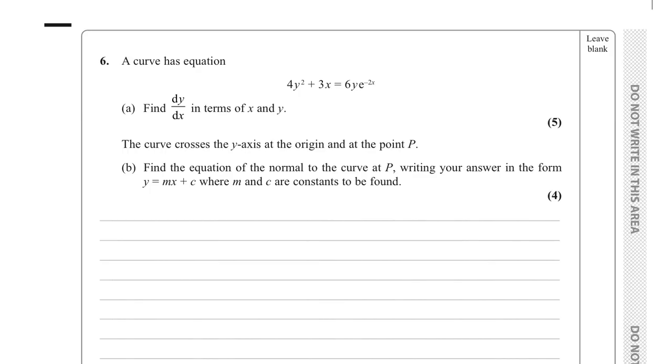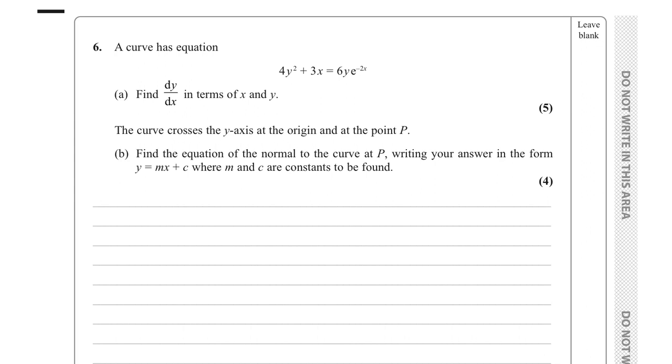Okay, so question 6. Think about this, give it a go. What are we looking for? What is this called? Okay, question 6. So let's differentiate. So 4y squared differentiates to 8y dy by dx. Brilliant. 3x differentiates to 3. 6y multiplied by e to the minus 2x. What do we have? Product rule. Do we remember v du plus u dv?